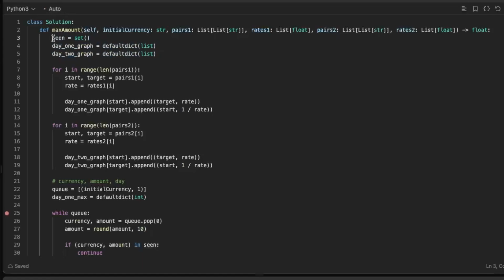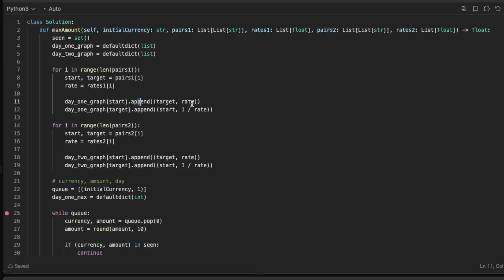So the first thing we do here is set up our graphs. We're going to have this first seen set, which will keep track of things that we've seen as we're going through the graph. Then we're going to have our day 1 graph and day 2 graph that we'll use a default dict for. We're going to iterate through all the pairs. In pairs 1, we're going to grab the start, the target, and the rate. For the day 1 graph, we're going to insert into the start list the target and the rate.